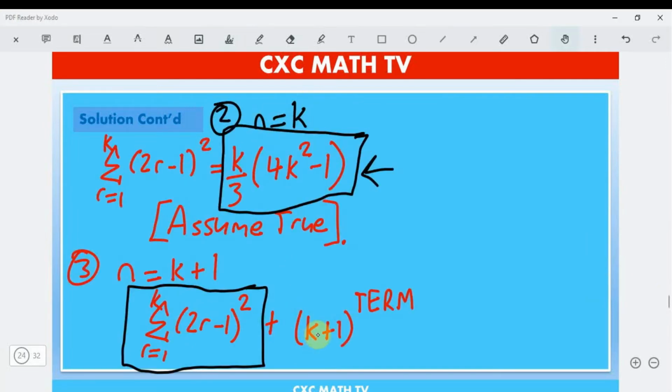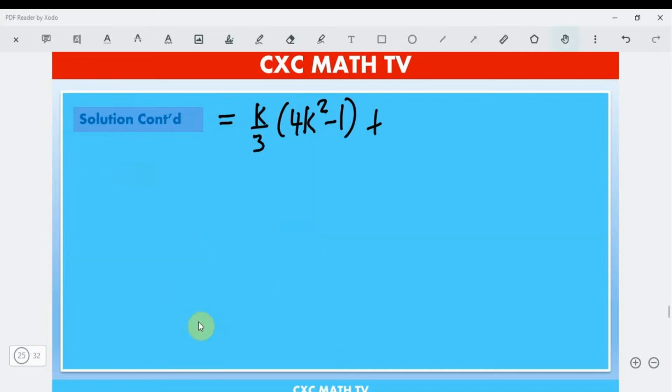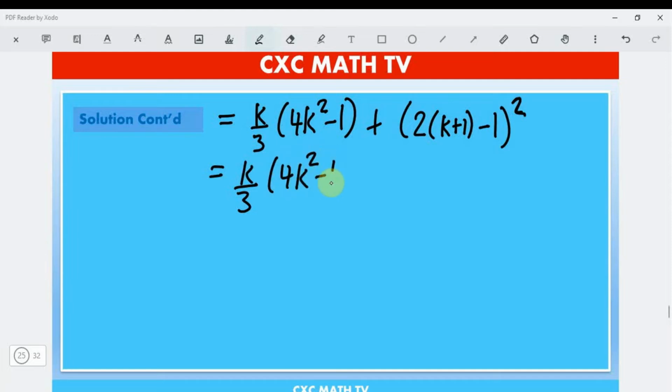And then we need the k plus 1th term. To get the k plus 1th term, you're going to replace r with k plus 1. Replacing r with k plus 1, you get 2 in bracket k plus 1 minus 1 all squared. In other words, this simplifies to k over 3 in bracket 4k squared minus 1, plus, this is then k plus 1 times 2 is 2k plus 2, but then you subtract 1, it works out to be 2k plus 1 all squared.